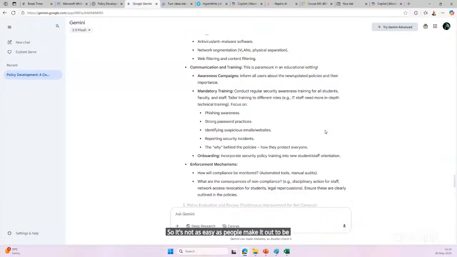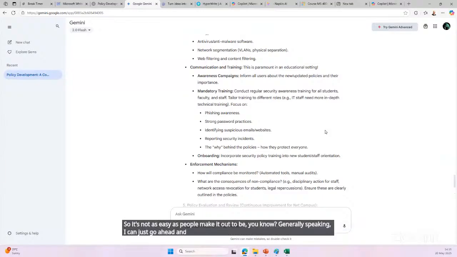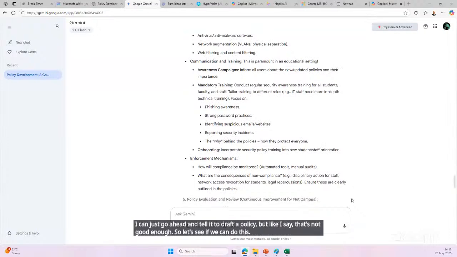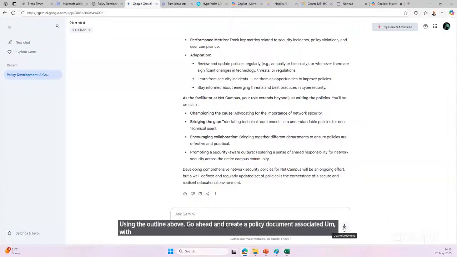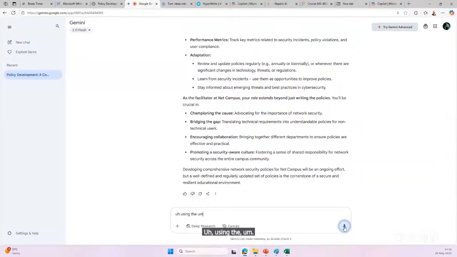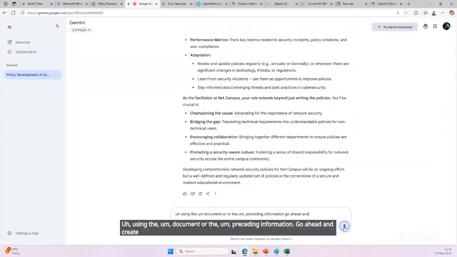You know, generally speaking, I can just go ahead and tell it to draft a policy, but like I say, that's not good enough. So let's see if we can do this. Using the outline above, go ahead and create a policy document associated with network security. Using the document or the preceding information, go ahead and create a policy document for implementation at NetCampus regarding network security.